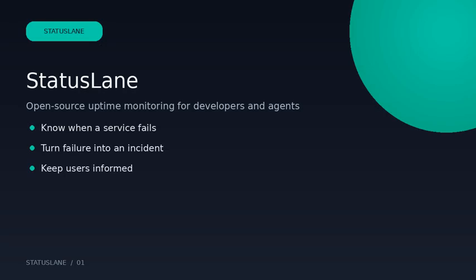Status lane. Open source uptime monitoring for developers and agents. Start with the practical goal. Know when a service fails.